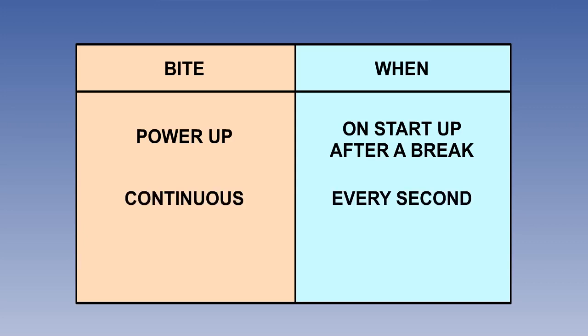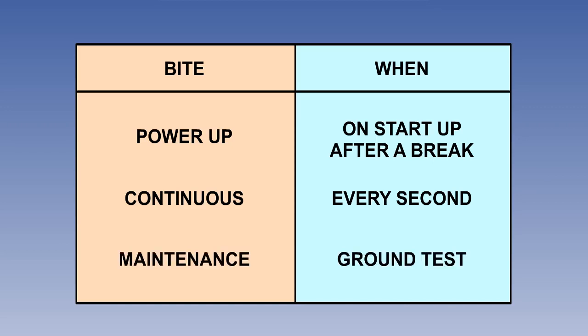The second is continuous operation. A self-test routine will take place about once a second during the whole of the flight. Finally, there is a maintenance BITE. This allows maintenance personnel to carry out deeper fault diagnosis without the need for separate test equipment.